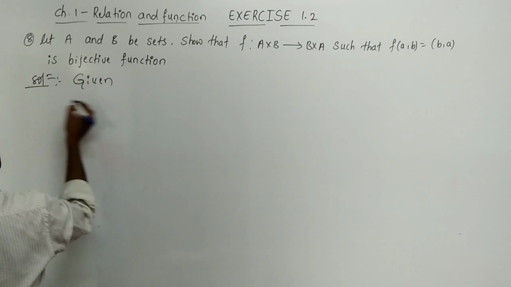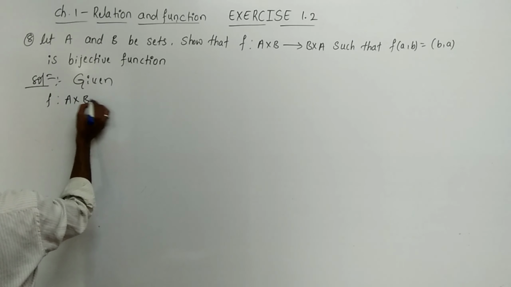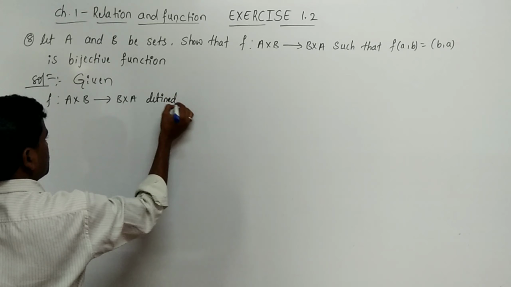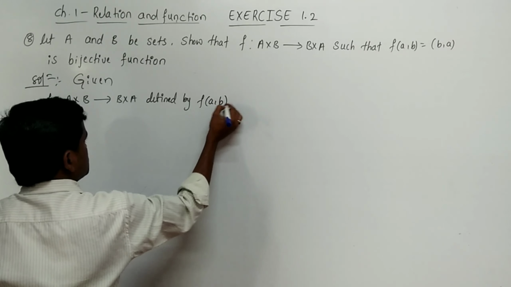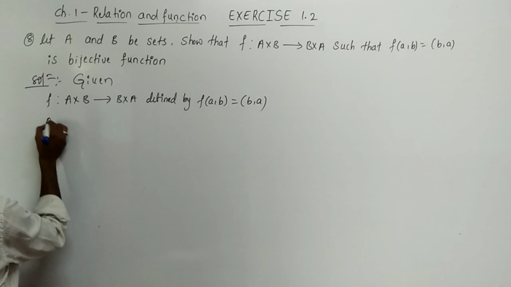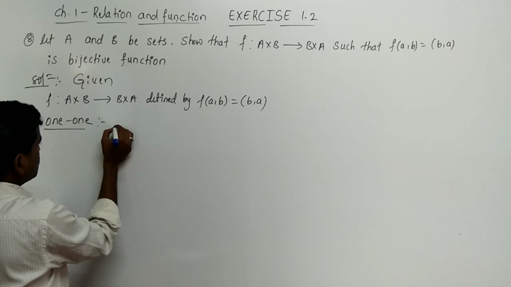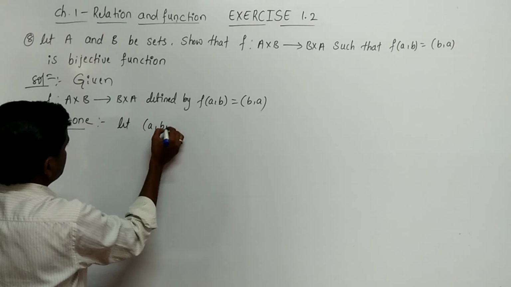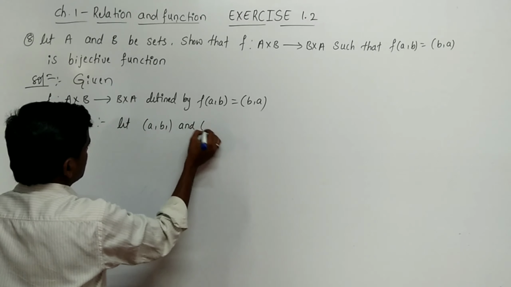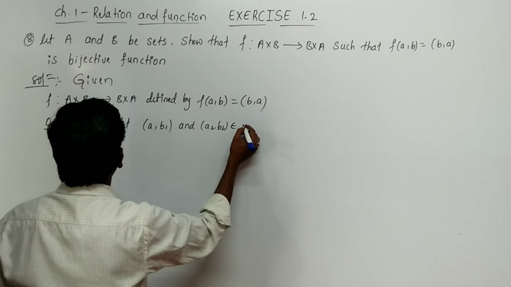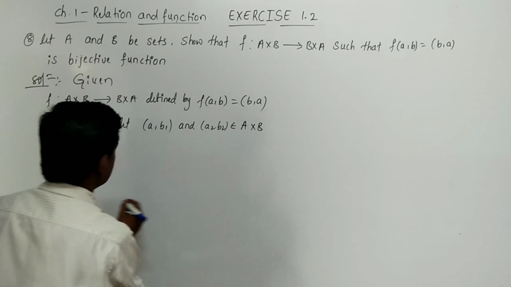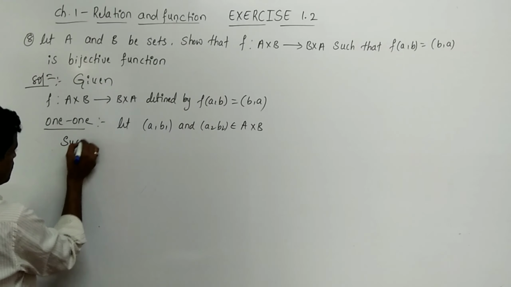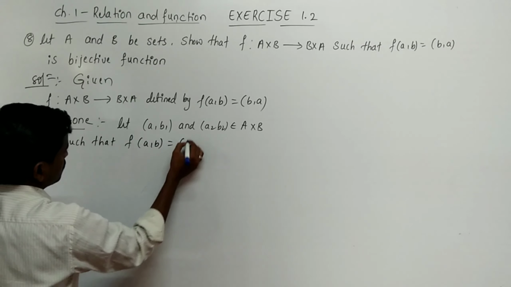Given f from A cross B to B cross A defined by f of (a, b) is equal to (b, a). 1-1: let (a1, b1) and (a2, b2) belong to A cross B such that f of (a, b) is equal to (b, a).